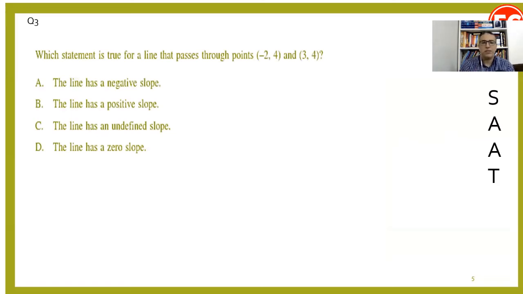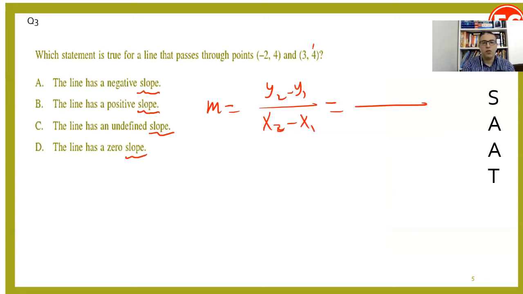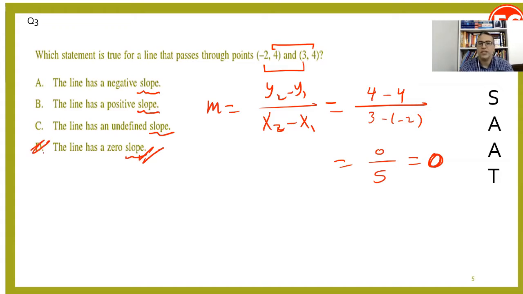Regarding question 3, which statement is true for a line that passes through the points (-2, 4) and (3, 4)? As we can notice, he's speaking about the slope of this line. And we know that the slope is equal to y2 minus y1 over x2 minus x1. So the slope is equal to 4 minus 4 over 3 minus -2, which is 0 over 5, which is equal to 0. So the slope is equal to 0, and the answer is D. The rule of the slope, you should copy it and memorize it in your mind.